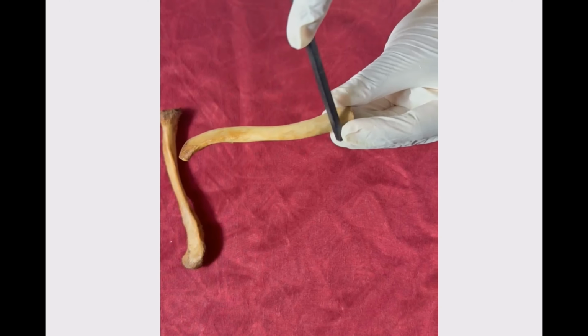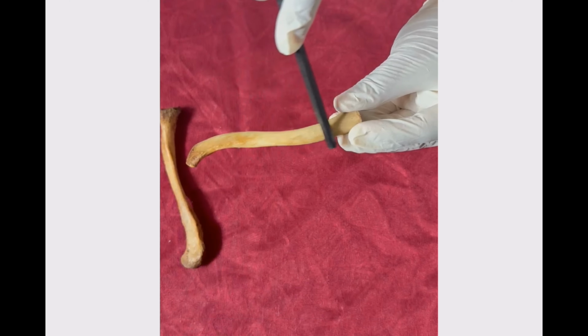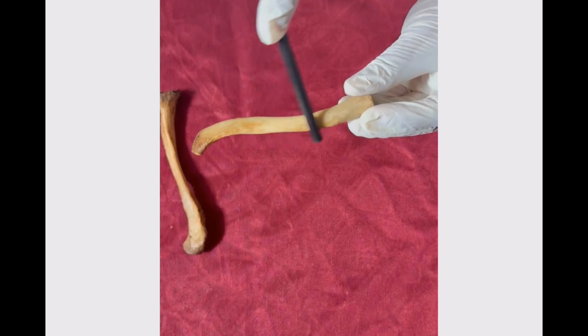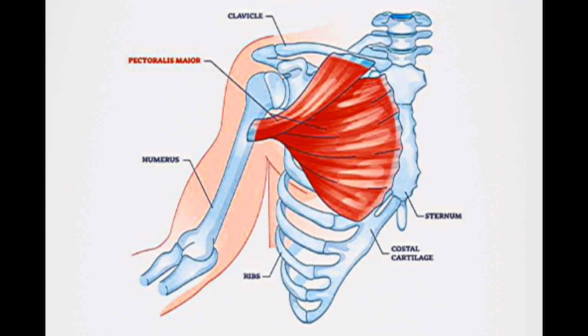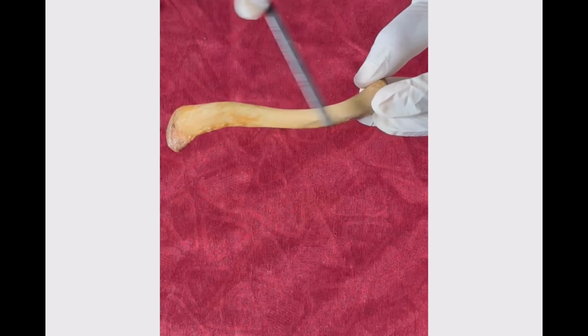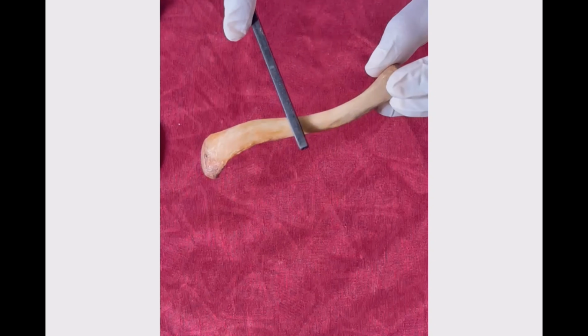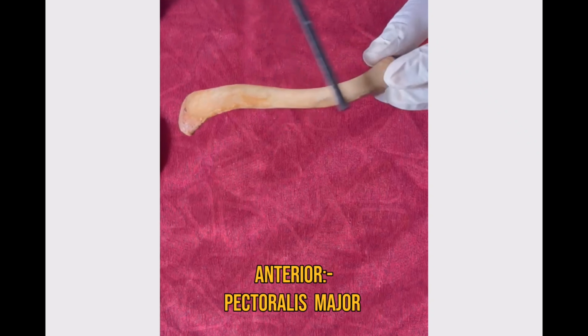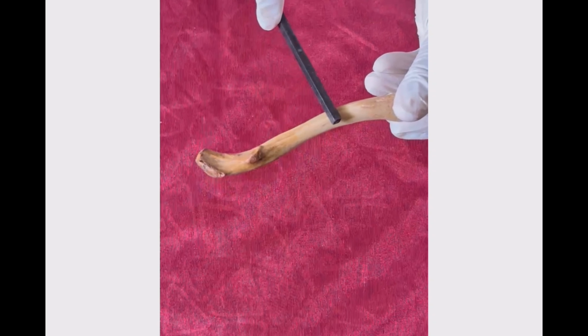The anterior surface, 2/3 portion, that convexity, gives origin to one of the important muscles of the pectoral region, the clavicular fibers of the pectoralis major muscle. Now how to remember? Here you can see the medial 2/3 part has four surfaces, and each and every surface has its own muscle. Anterior, pectoralis major; superior, sternocleidomastoid; posterior, sternohyoid; and inferior, subclavius.